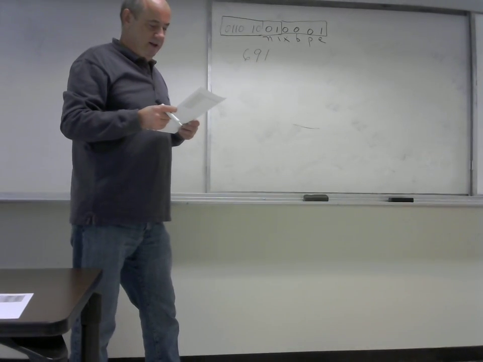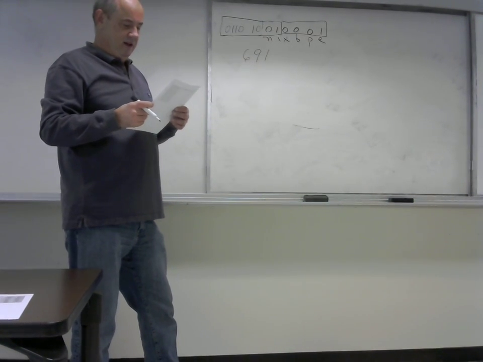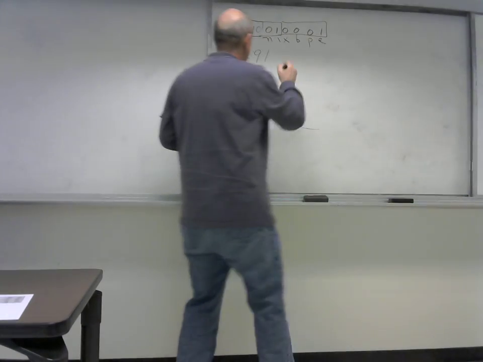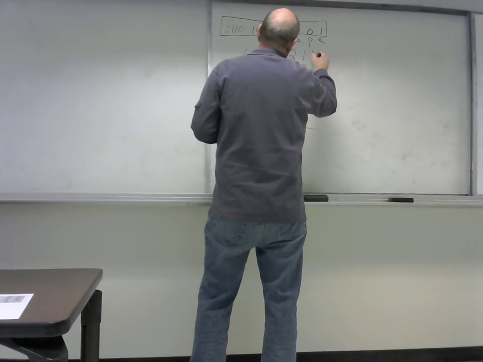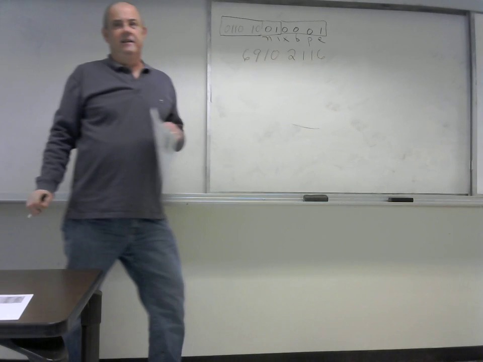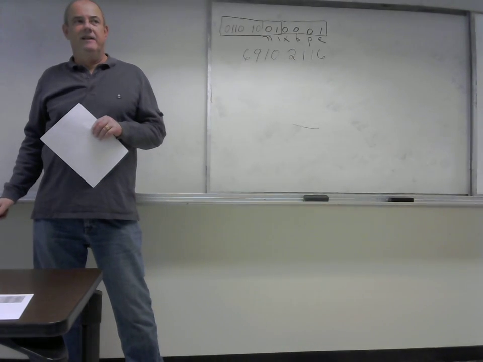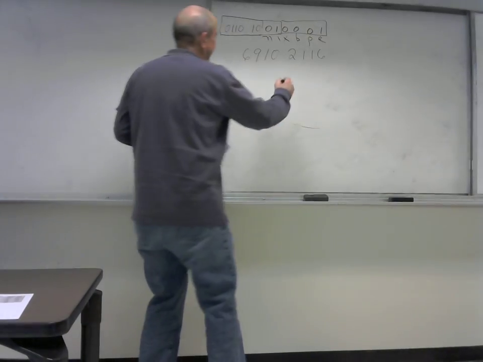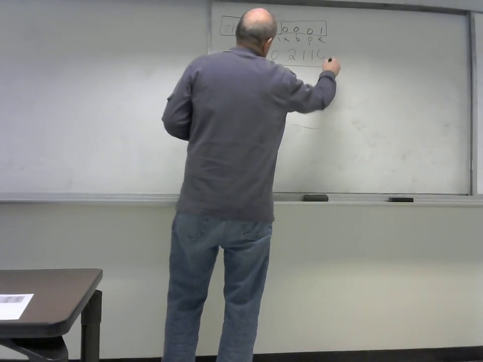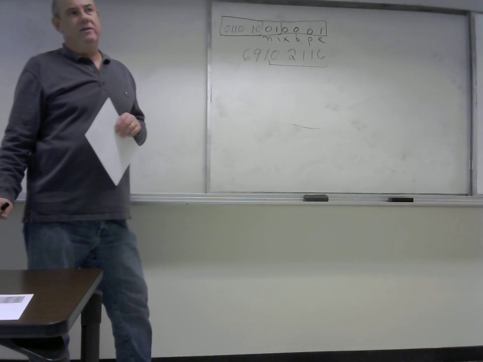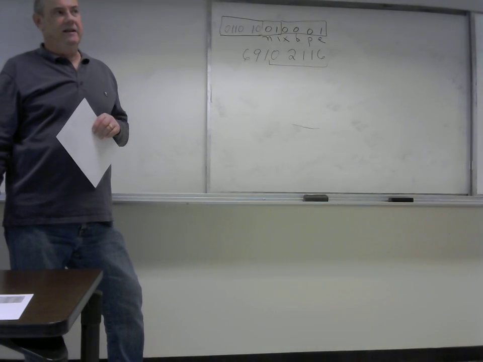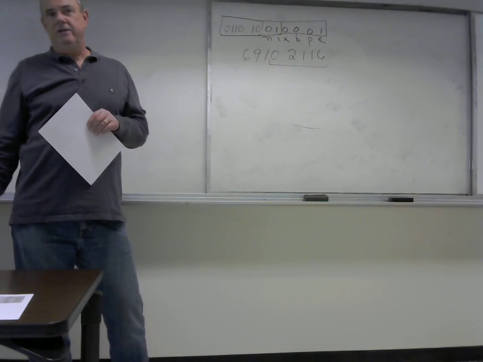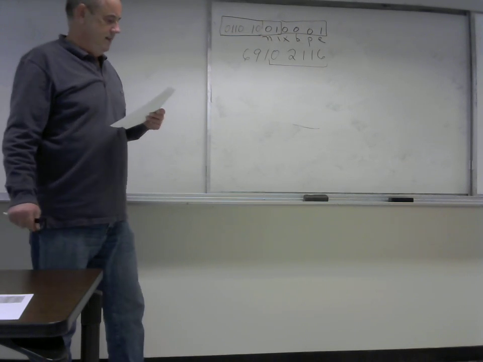Now what's the rest of it? 0, 2, 1, 6. Does everybody see where this came from? So you have a 5-digit address there, it's 20 bits. Familiar? Are we okay? All right.